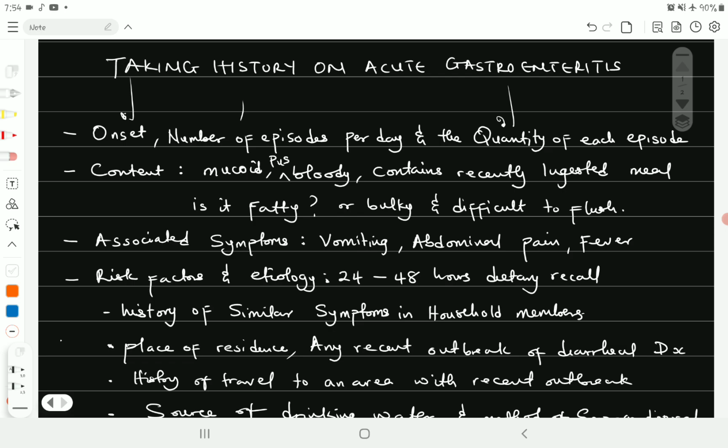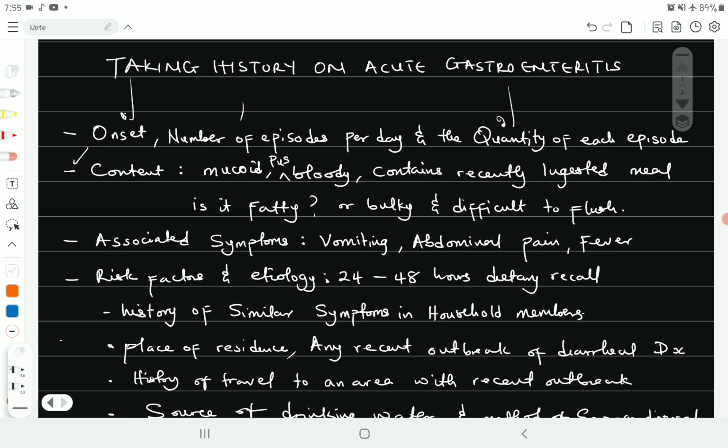That's that. Then you need to talk about the content. Now, regarding the content, is it mucoid? Is it bloody? Does it contain pus? Yes. In some diarrhea conditions, you can see pus. And when you are seeing pus, it has actually invaded the intestinal tissue. Does it contain recently ingested meals?